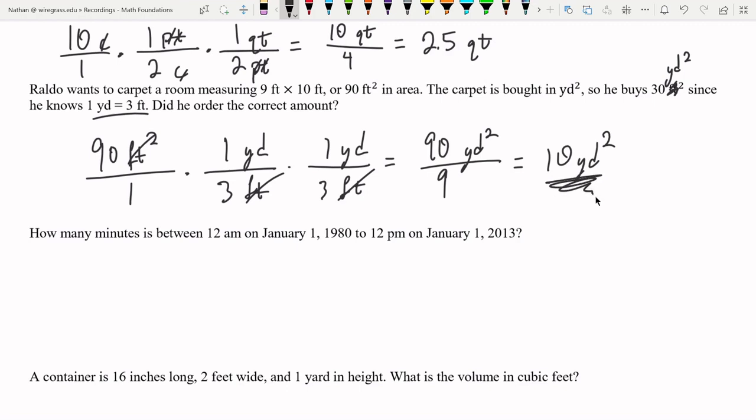He only needed 10 yards squared, not 30 yards squared. So he bought way too much. So his mistake was, of course, only doing a single unit conversion. 90 divided by 3 is 30. He needed to do 2 of them to get the correct unit.